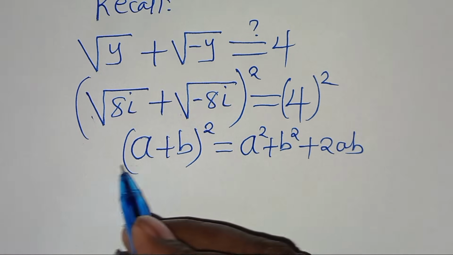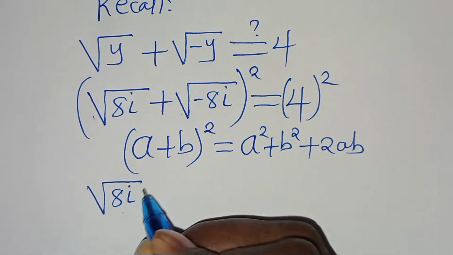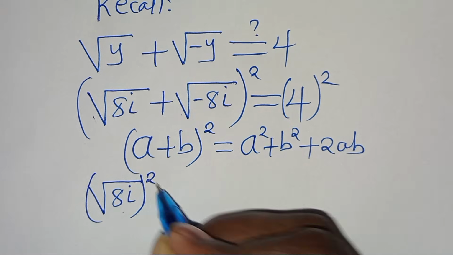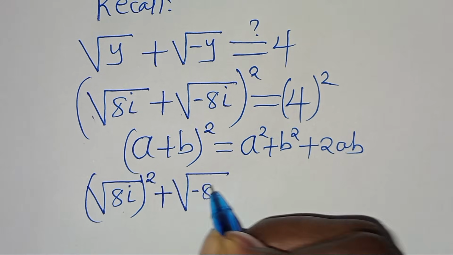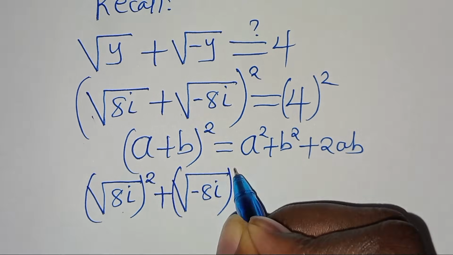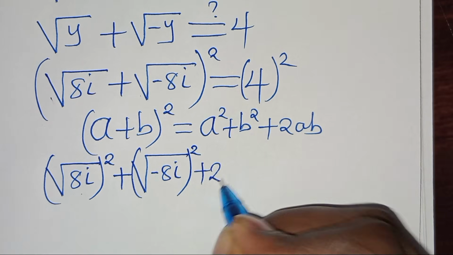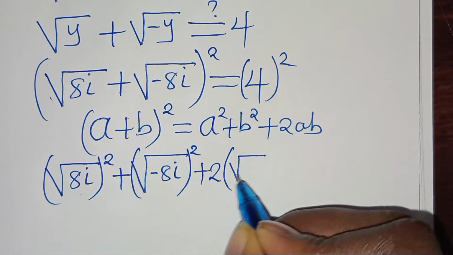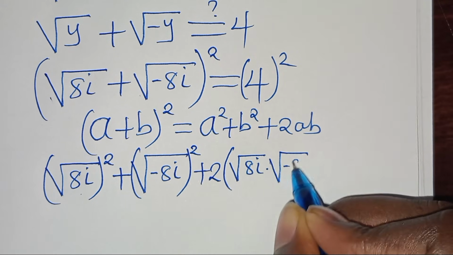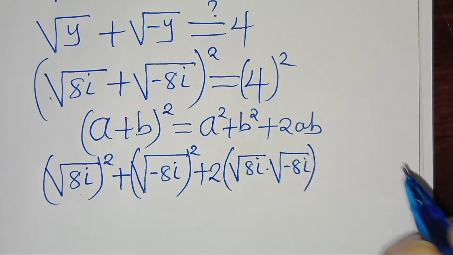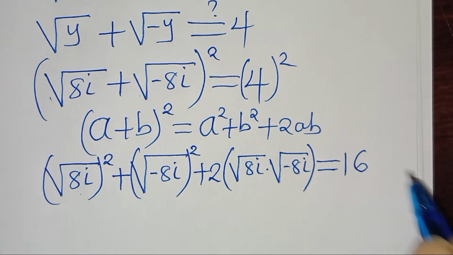Now applying this algebraic identity, then we have the square root of 8i raised to the power of 2, plus the square root of minus 8i raised to the power of 2, then plus 2 multiplied by the square root of 8i multiplied by the square root of minus 8i, close the parentheses. This is equal to 4 squared, which is 16.